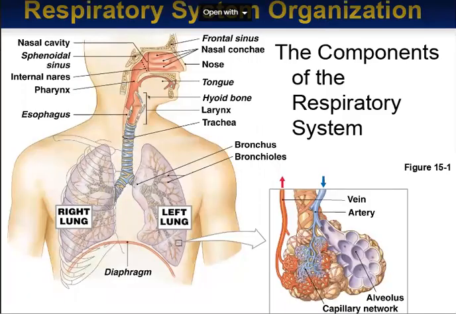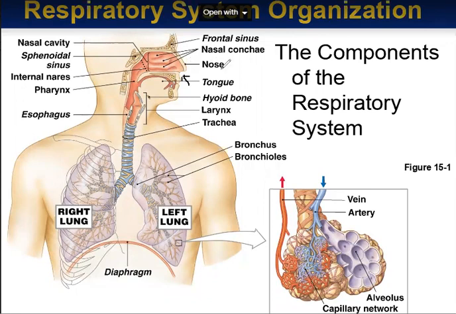Okay, so now if we look here, the respiratory system organization. So this is what we were talking about. Okay, so here's the nose, which is up here. This is where you breathe in. It says the tongue. The tongue is not part of the respiratory system, as far as I know. I don't know what some other books say, but for my class, it's not part of it.